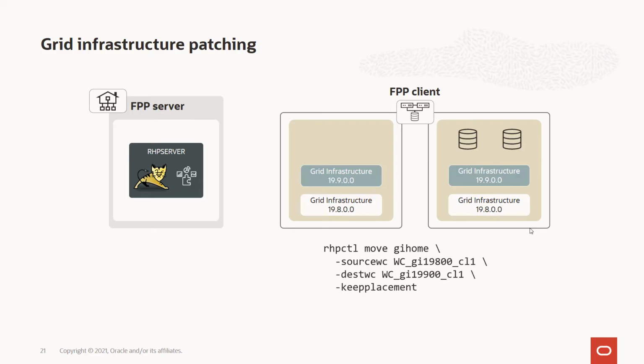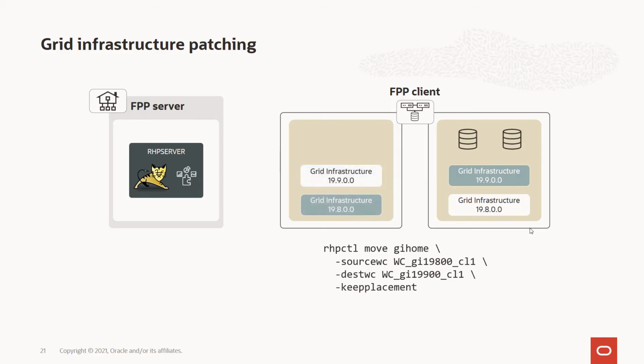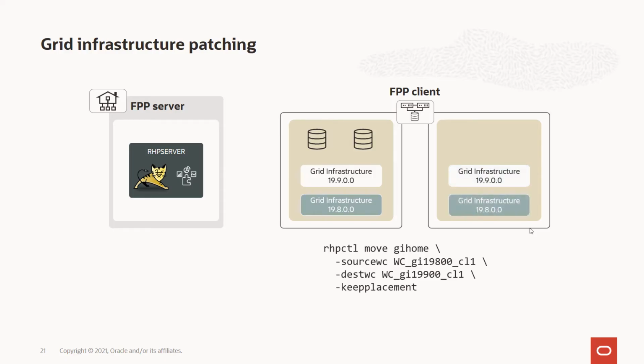So we start by relocating all the services from node 1 to node 2, patch node 1, relocate the service back to node 1, patch the second node, and then if you specify keep placement, all the services go back where they were at the beginning of the operation.